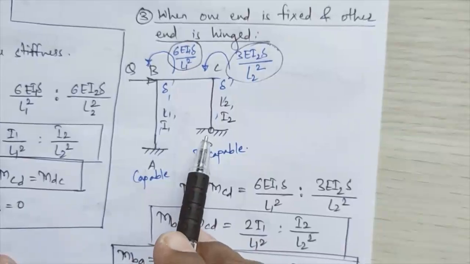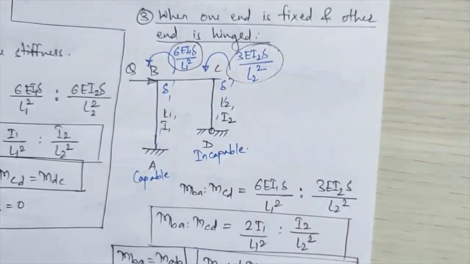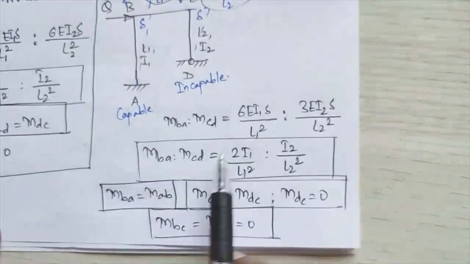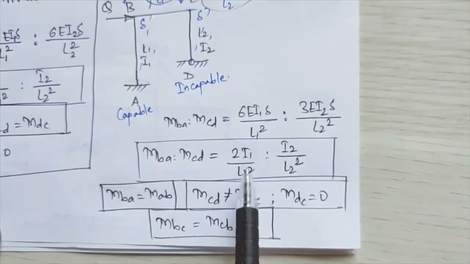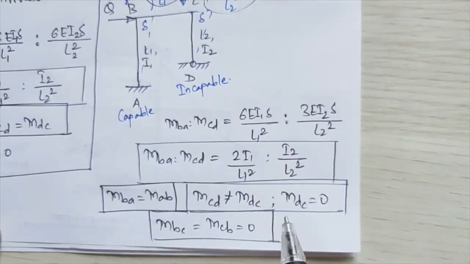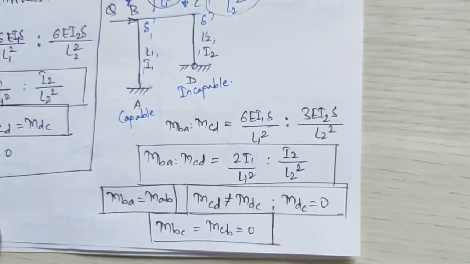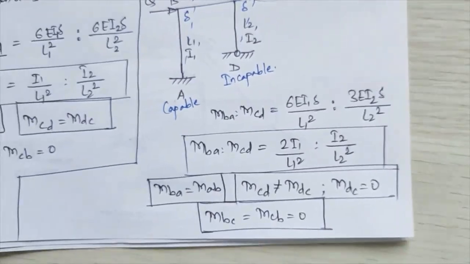These conditions may get interchanged. Sometimes your hinge support may come at point A and the fixed support may go at point D. At that time, these conditions will get interchanged. What ratio will we get? I1 by L1 square is to 2I2 divided by L2 square. And MBA will not be equal to MAB, but MAB will remain 0. MCD will be equal to MDC, and MDC will not be equal to 0. While your third case will remain as it is, that is MBC will be equal to MCB, and that will remain equal to 0.